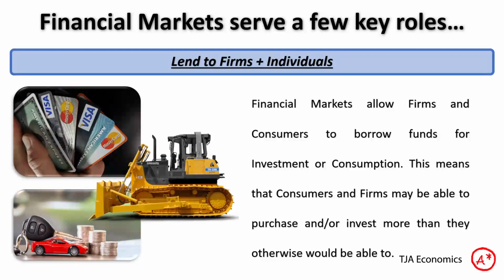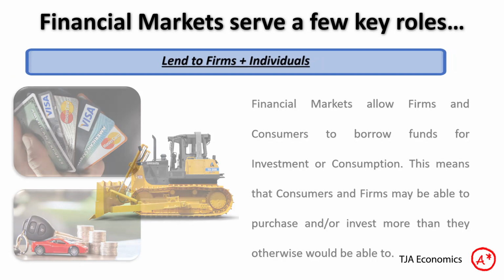This means that consumers and firms may be able to purchase or invest more than they would otherwise be able to. Think about it. A lot of consumers would not be able to buy a house in one go or a car in a lump sum. And so by being able to borrow that money, it allows them to consume now rather than having to save up. Same for a business. Maybe there's a machine they would like to buy. They couldn't afford to do it in a lump sum. So by borrowing the money, it allows them to invest now rather than having to wait. And so I'm sure you can imagine the benefits by allowing firms and consumers to purchase and invest more than they otherwise would be able to.